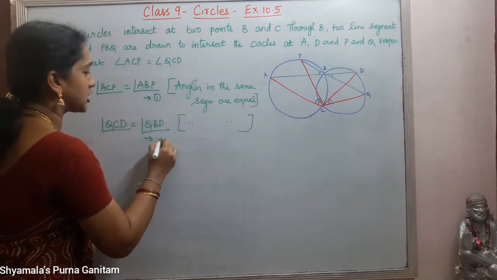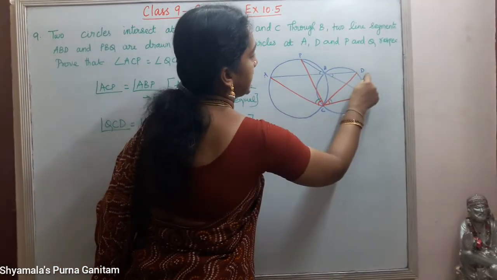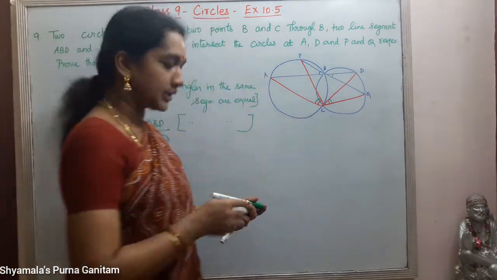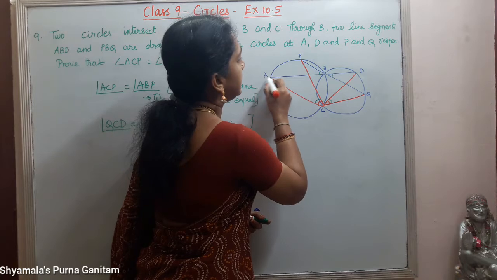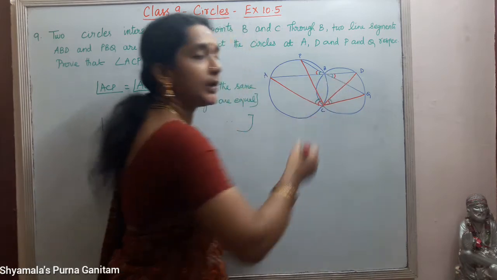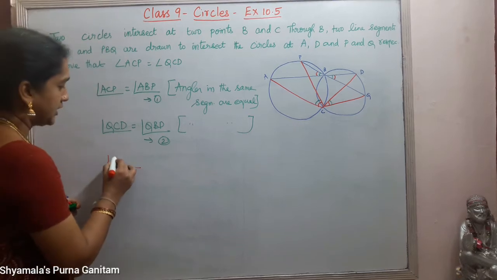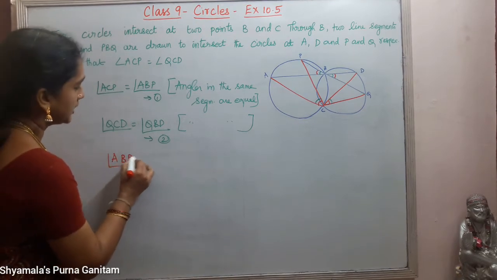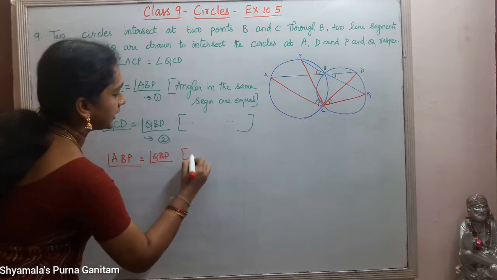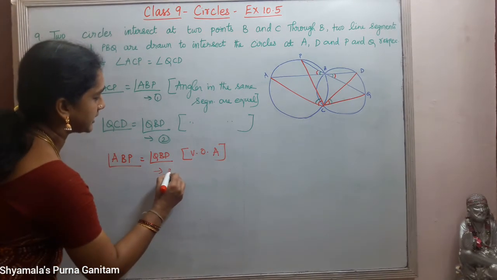We will take this equation as 1, this one as 2. Now, since ABD and PBQ are two line segments, they meet at the common point B. So, angle ABP is equal to angle QBD. What condition? Vertically opposite angles. Angle ABP is equal to angle QBD. Vertically opposite angles are equal. We will take this as the third equation.